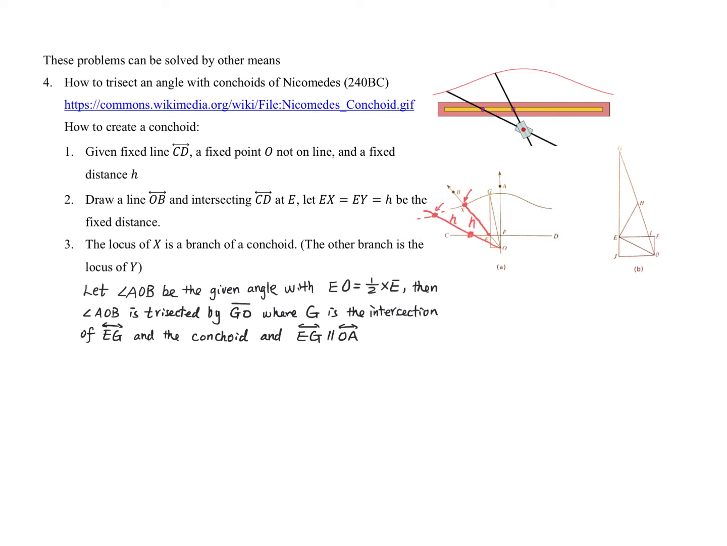And if you look at the other side, EY to be the other side, that's another point on the other side. But we do not need that for trisecting an angle, but that's the lower branch of a conchoid. Now, the locus of X is a branch of the conchoid. When we say locus, that means the collection of points.